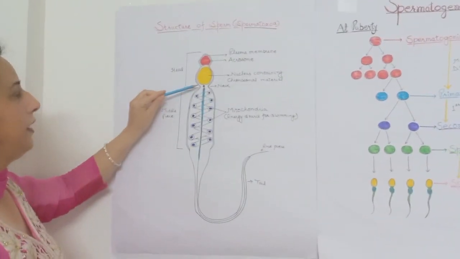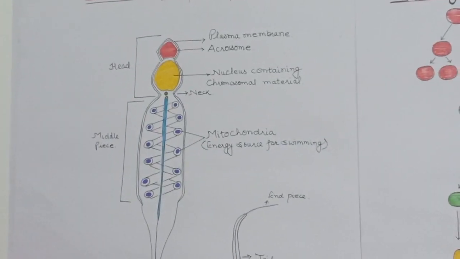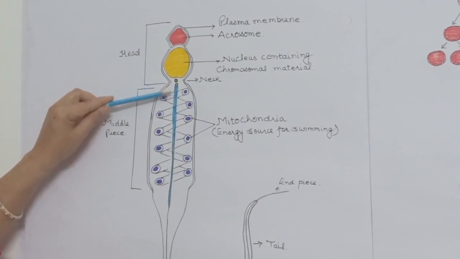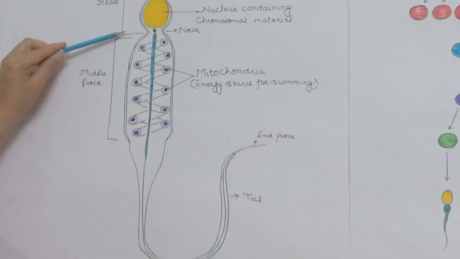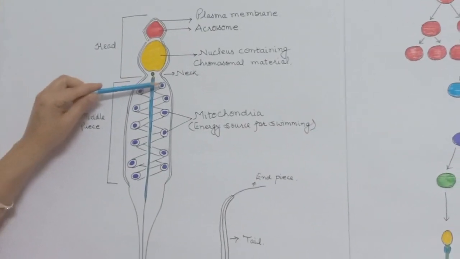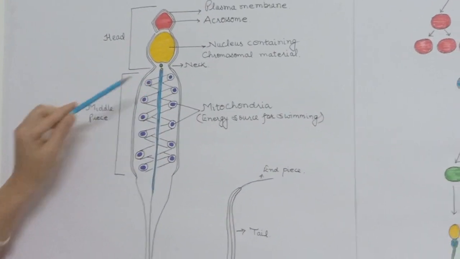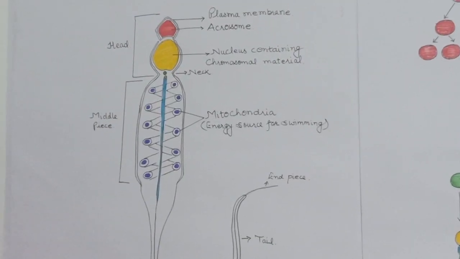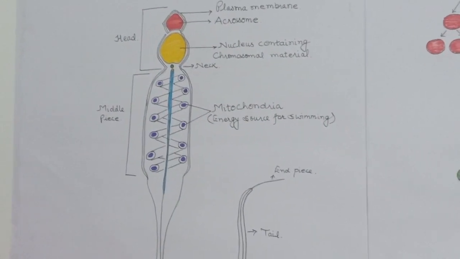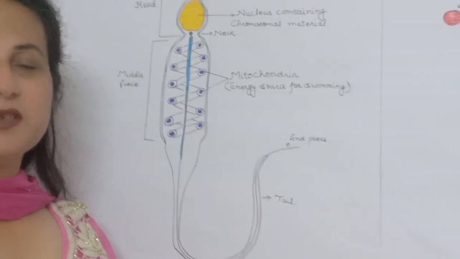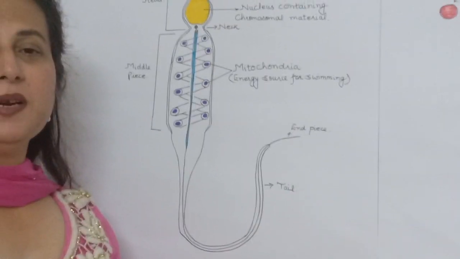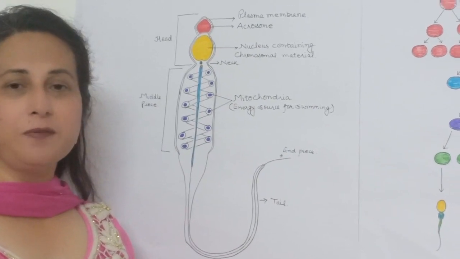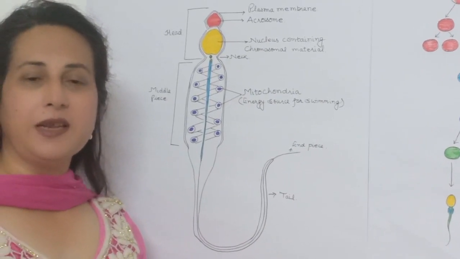Now, this is the neck. In the neck, there are two centrioles, the proximal centriole and the distal centriole. From the distal centriole arise the axial filaments. Now, this is the middle piece. In the middle piece, there are a number of mitochondria, and these mitochondria provide the energy for the movement of the sperm tail. Now, at least 60% of the sperm must have normal size and shape, and at least 40% of the sperm must show motility for normal fertilization.